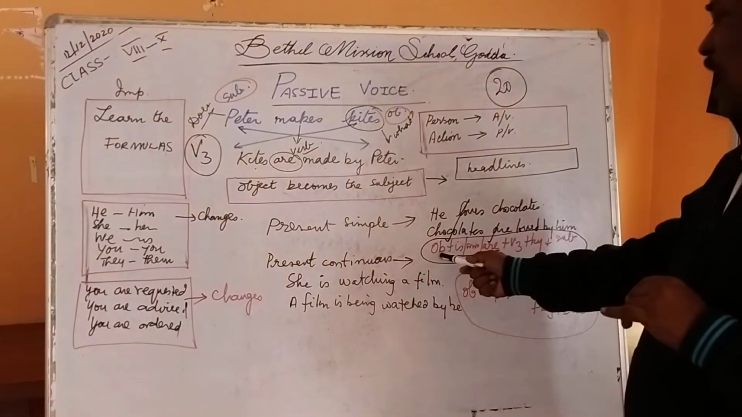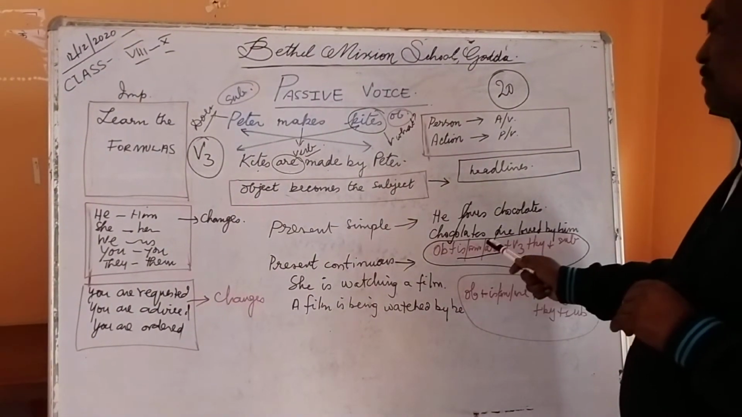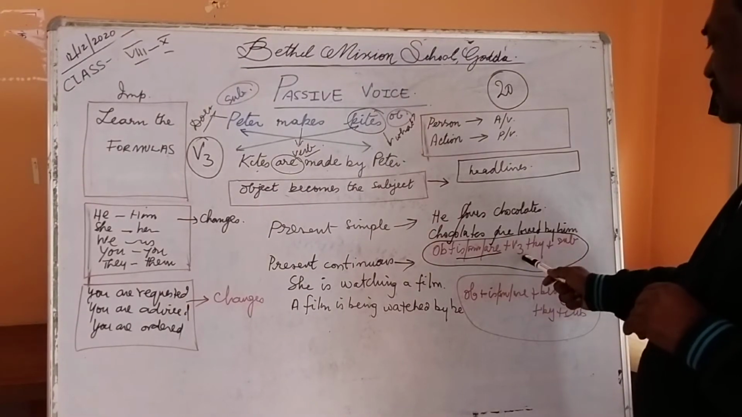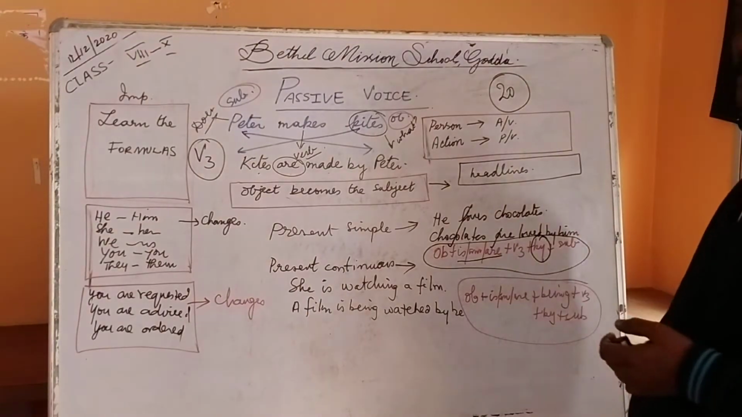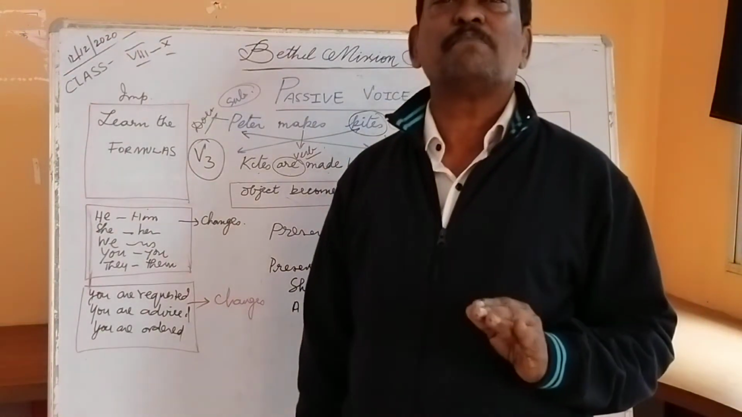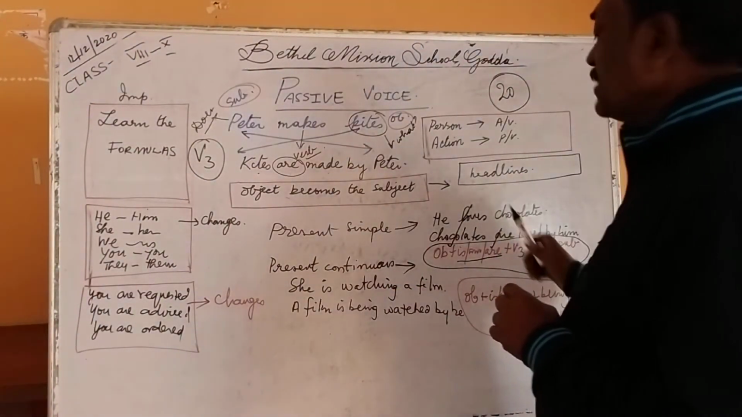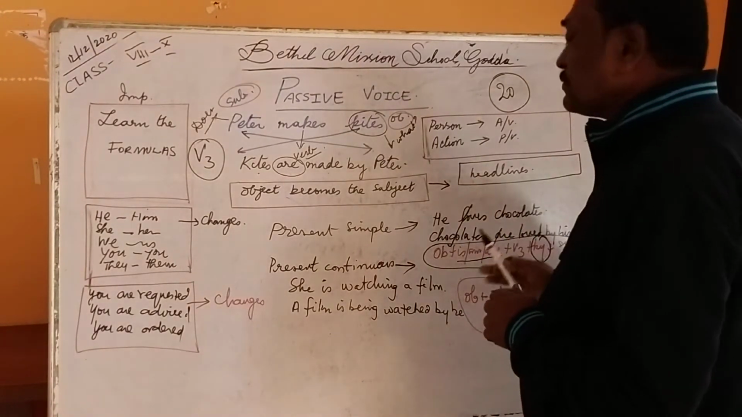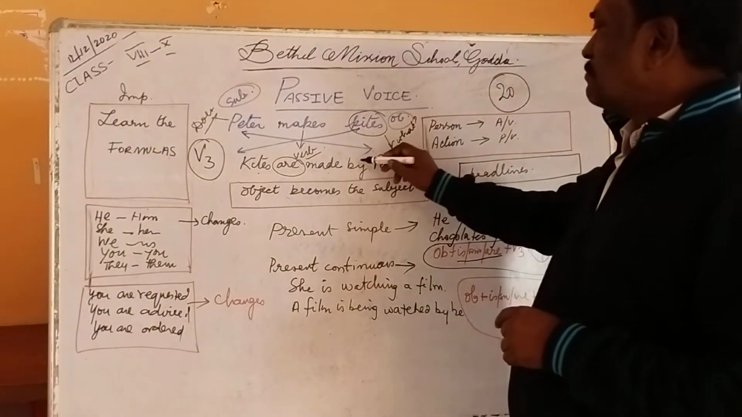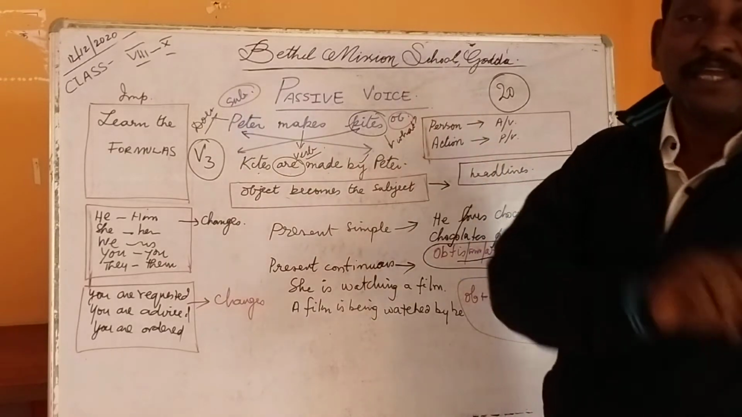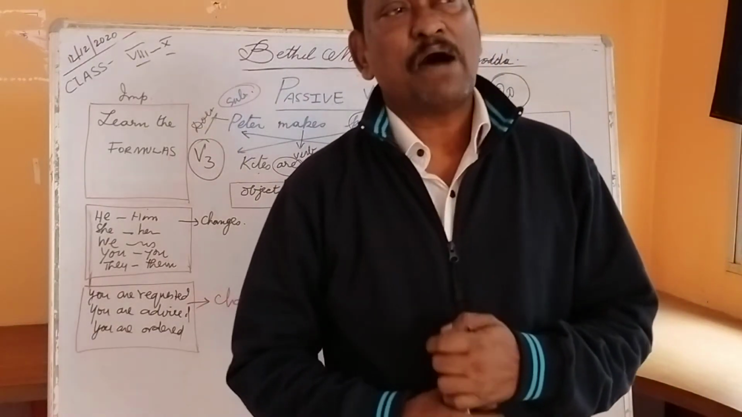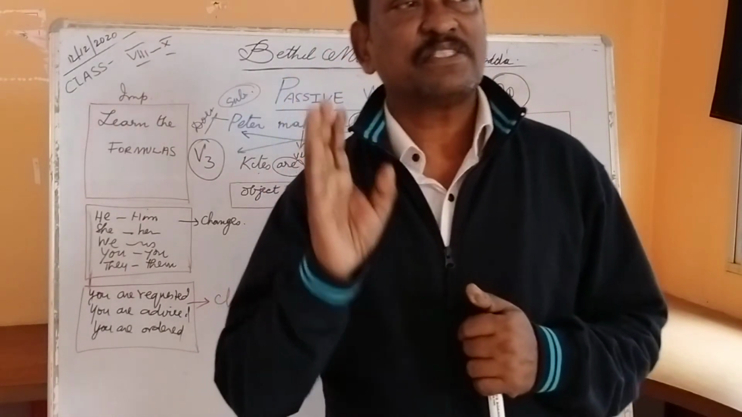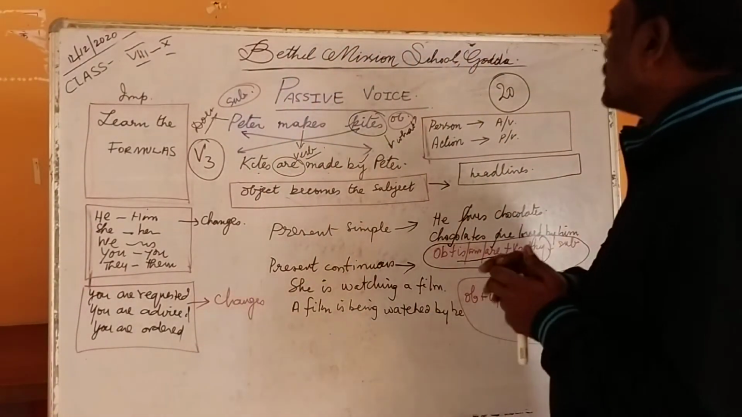Present simple: object, is or am or are plus V3 plus by. There is a word by. Sometimes we use the word by in the passive. Not sometimes, most often. You see here? By. This by indicates that the sentence is in the passive voice. Remember, by indicates that the sentence is in the passive voice.